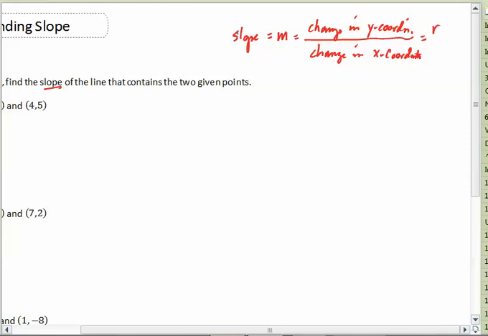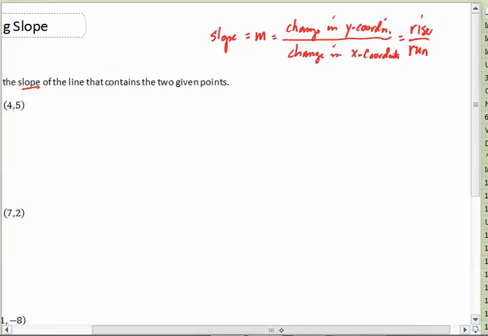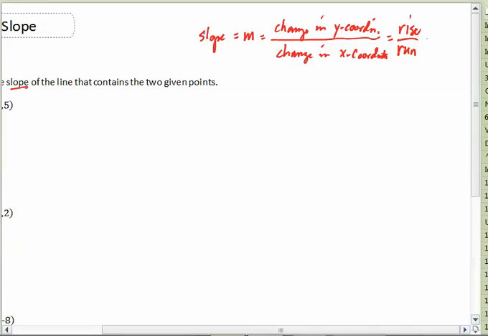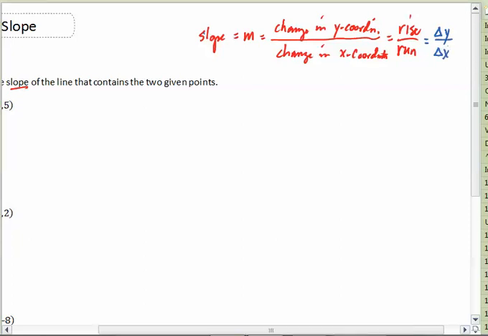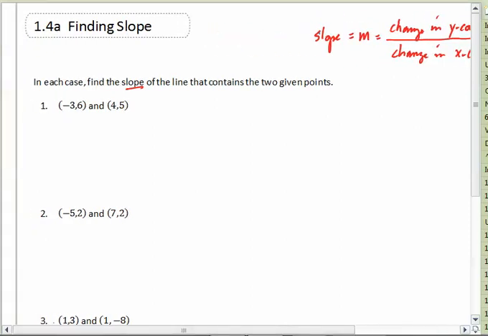We call this the rise. We call this the run. And so the rise over the run is the slope. The other thing you might see is something like this. This little delta just means the change in y, and then this is delta x. Delta y over delta x means the same thing: change in y over change in x. So let's take a look at how we get the change in y over the change in x.